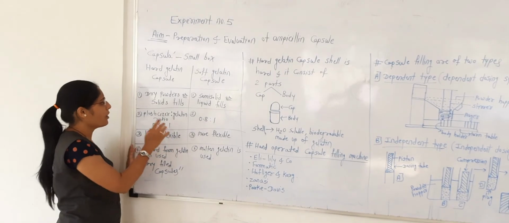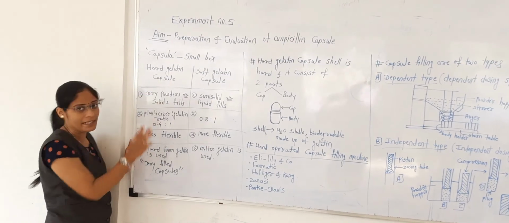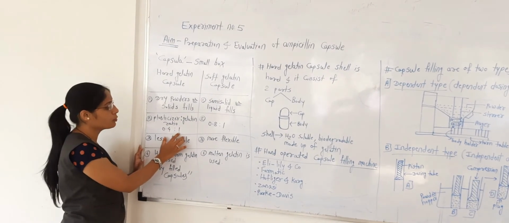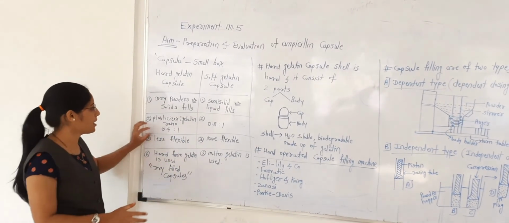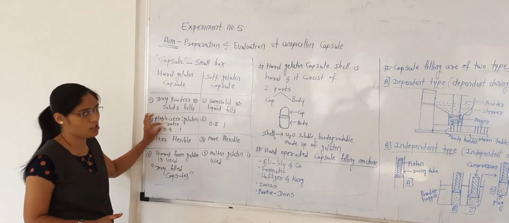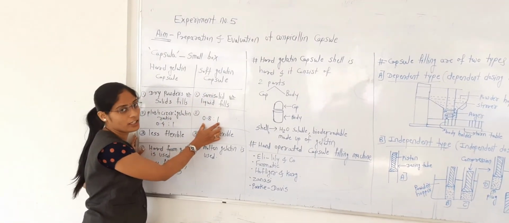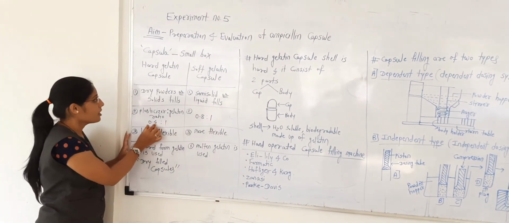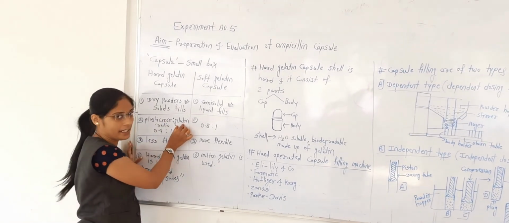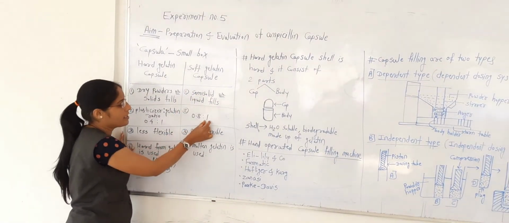So why can we only fill solids or dry powders in hard gelatin? Because in hard gelatin capsule the ratio of plasticizer to gelatin is 0.4 to 1. But in soft gelatin capsule the ratio is 0.8 to 1. It means in hard gelatin capsule 0.4 is the plasticizer content and 1 is the gelatin content, and in soft gelatin capsule 0.8 is the plasticizer content and 1 is the gelatin content.